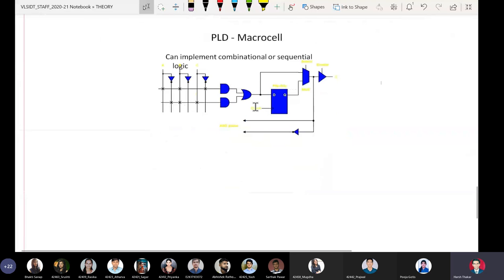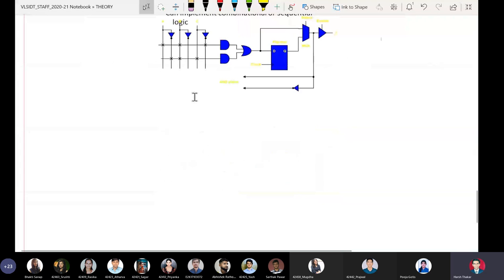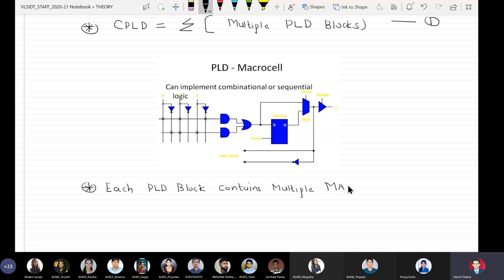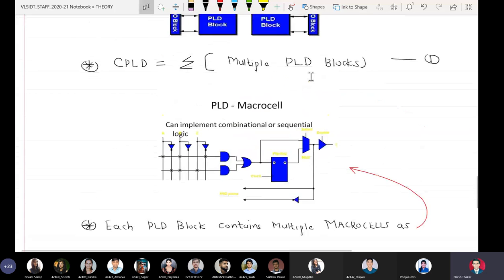So I will again write it here. Another statement: each PLD block contains multiple macro cells as shown above. Okay, so each PLD block contains multiple macro cells.